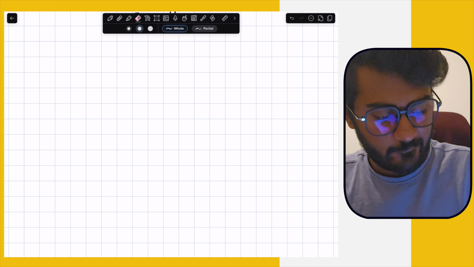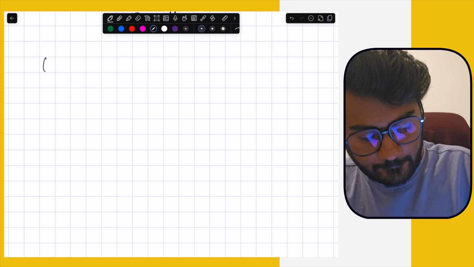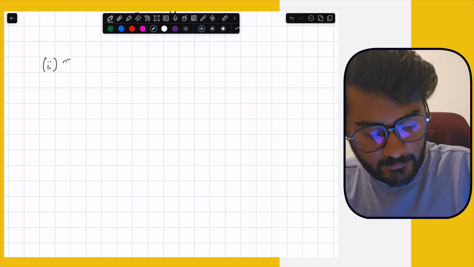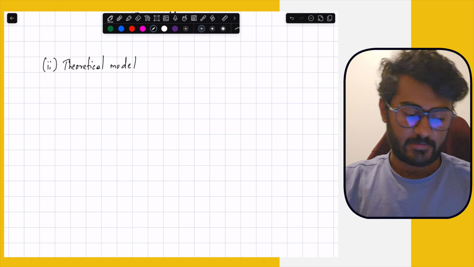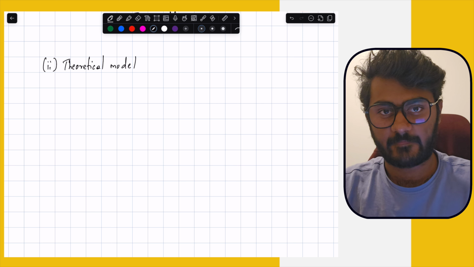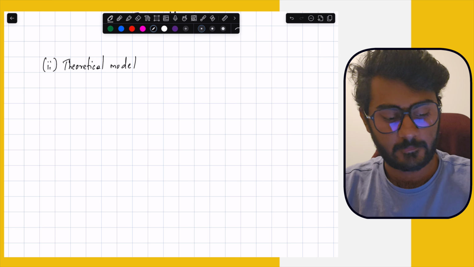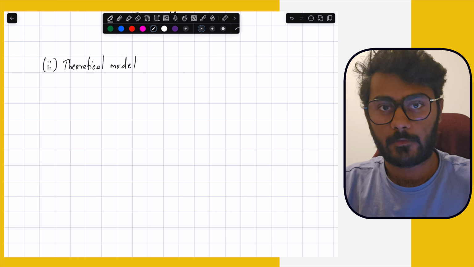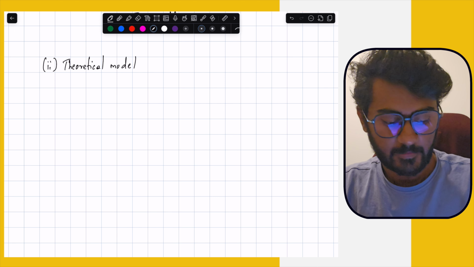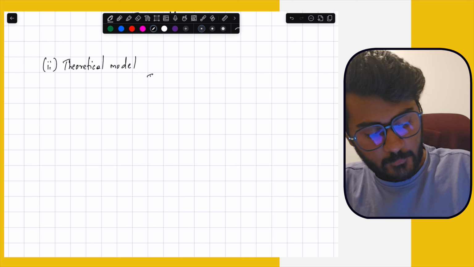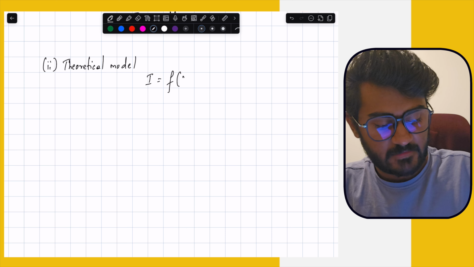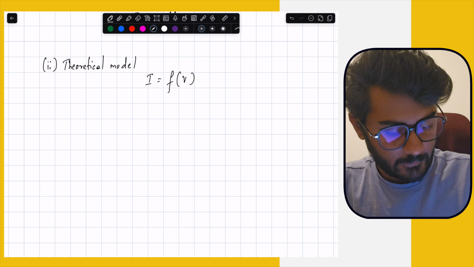So the second way of doing it is what we call the theoretical model. This model actually arrives from your basic laws of physics, such as your conservation laws, your Maxwell equations, your Newton's equations, and your quantum mechanics. So using these equations, we try to find the function that maps this voltage to the current.